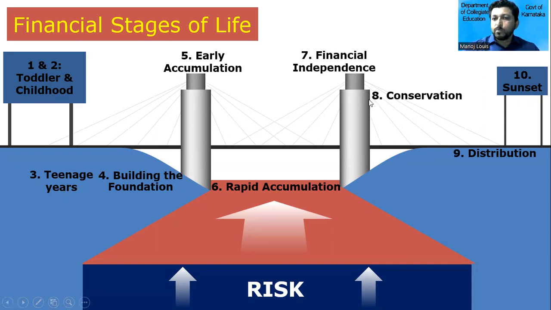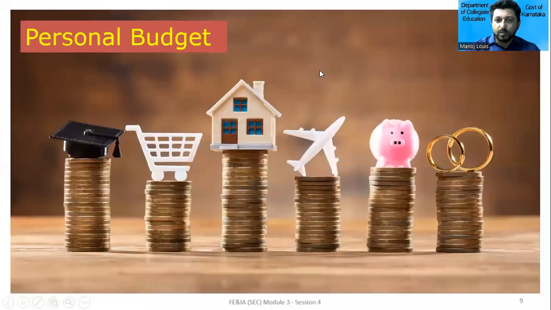And once you become financially independent, then it's all about conservation. Maybe just retirement, being a little conservative. And it's time to distribute, preparing a will, distributing your investments and property among your family members. And finally, it's sunset as well. So these are the financial stages that we have. And this particular stage, which you see on the bridge, is a very, very important stage. The earlier you cross it to achieve financial independence, the better it is for every individual.